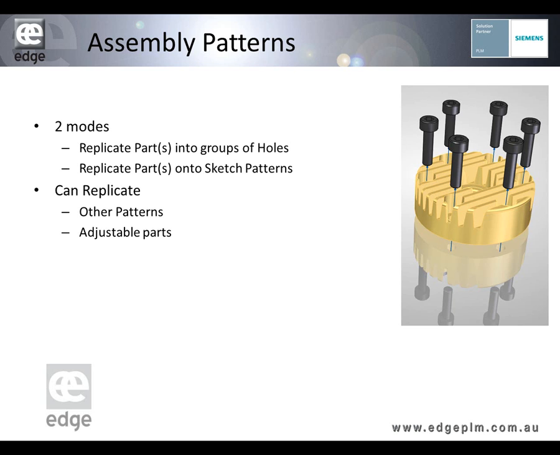We can also replicate part or parts onto sketch patterns. Now I'll show you that. So within the assembly I can create a sketch and then pattern onto that sketch. That might be useful for things like laying out a building or something like that, setting the foundations up on a regular grid. They need to be 1800 by 1200 or something like that. Now we can replicate other patterns, adjustable parts, that sort of thing. There's a lot of flexibility in there. So let's take a look.